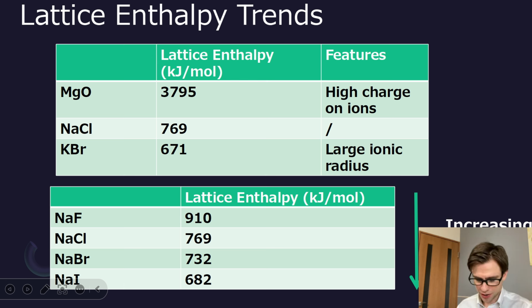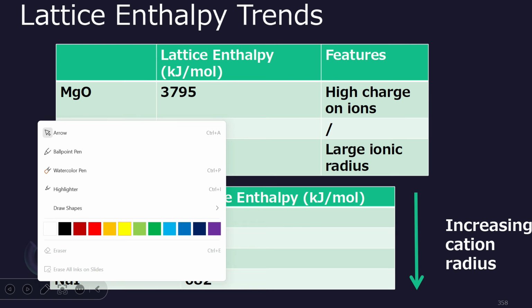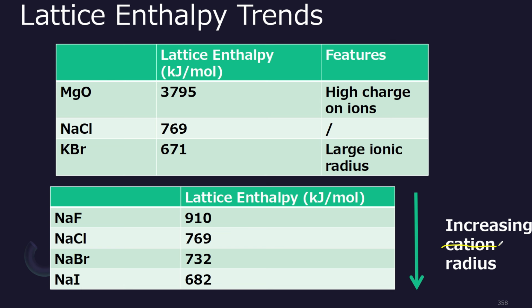And you can see that again here. If we compare the sodium halides, NaF, NaCl, NaBr, NaI underneath here, the general trend is as that anion gets larger, iodine has the largest radius, the lattice enthalpy goes down. But not by a whole lot, it's just a little bit each time. I wrote increasing cation radius here, that's actually anion, sorry. Not cation, anion, because the cation Na is the same every time.